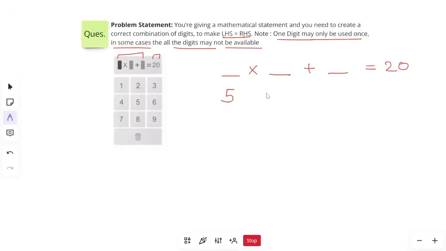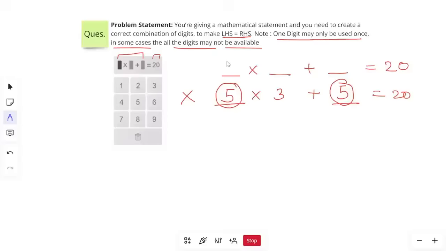So I'm telling you what is not the correct way of solving this one. One possible way is 5 into 3 is 15, 15 plus 5 is 20. Now you might think this is correct and select it, but this is wrong. Why? Because we are already told that one digit should be used only once, and we are using 5 twice in this case. That is why this is a wrong one.